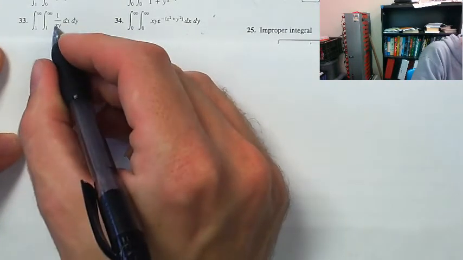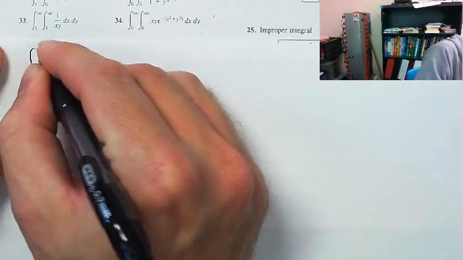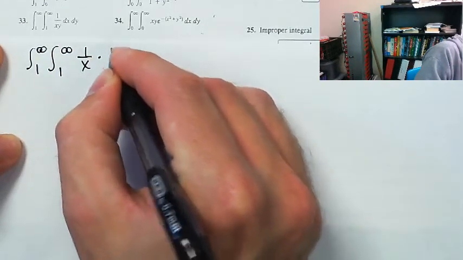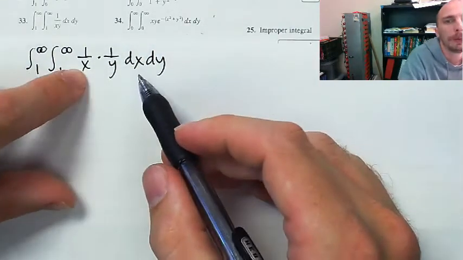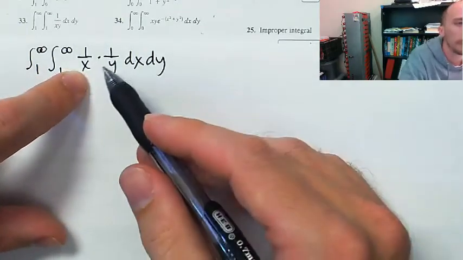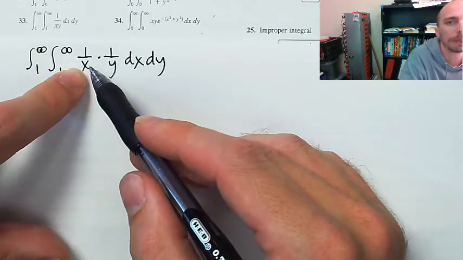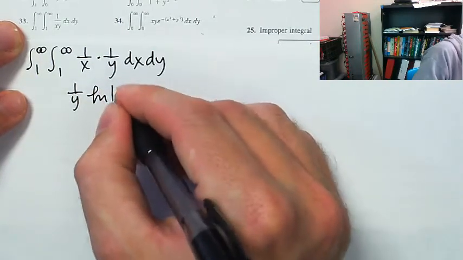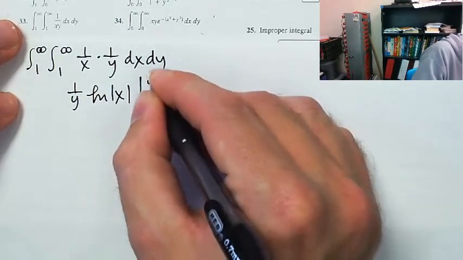Okay, an antiderivative for 1 over x times 1 over y might actually, well, this is a constant, right? So I could factor it out. That's what some people would tell you to do. But I'm just going to ignore it and keep it there. The antiderivative for 1 over x with respect to x is log of the absolute value of x. So I've got 1 over y times the log of the absolute value of x as x runs from 1 to infinity.